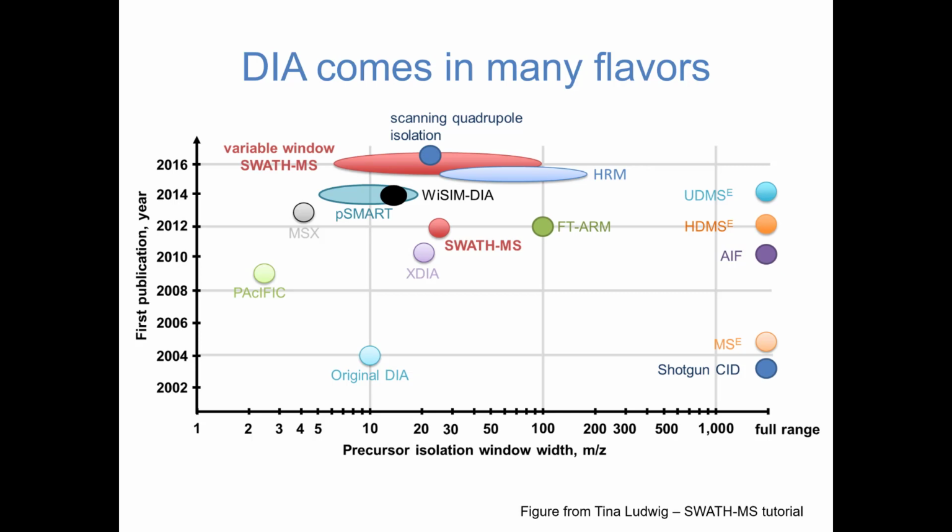And then after that, there's been a long period of time of different algorithms and different approaches that have come across. So Pacific, for example, is another method that had fairly narrow precursor isolation windows. SWATH came around in 2012 on the SCIEX TripleTOF. And there have been a lot of different improvements over the years on this methodology. We have a wealth of history to go back to.